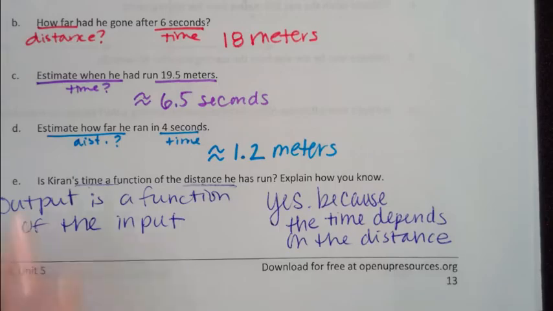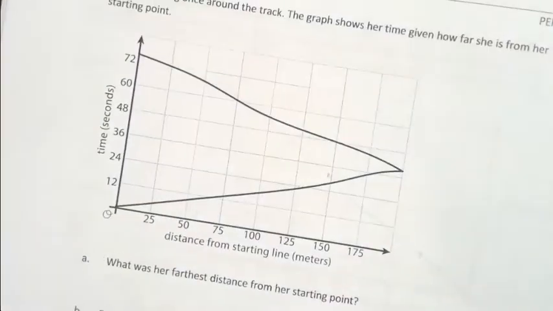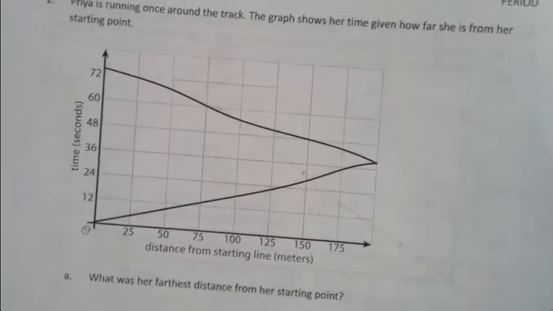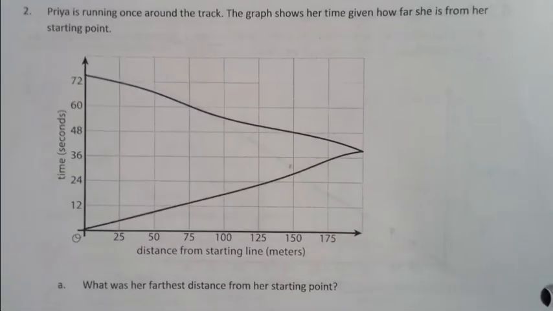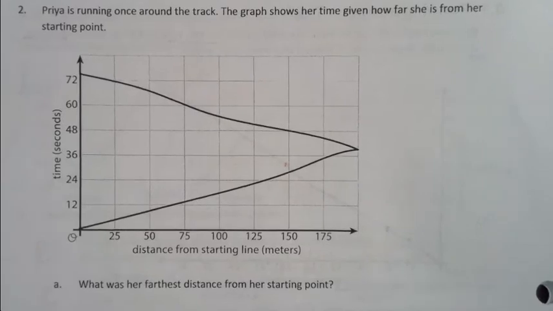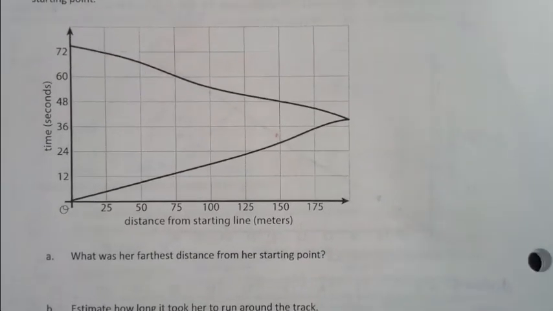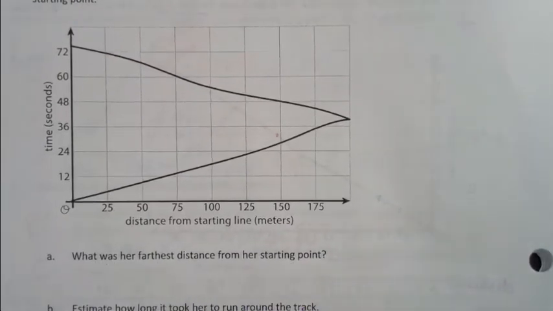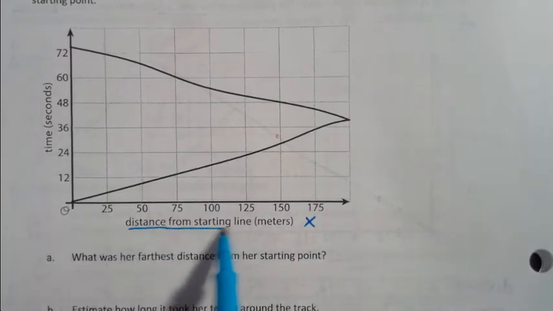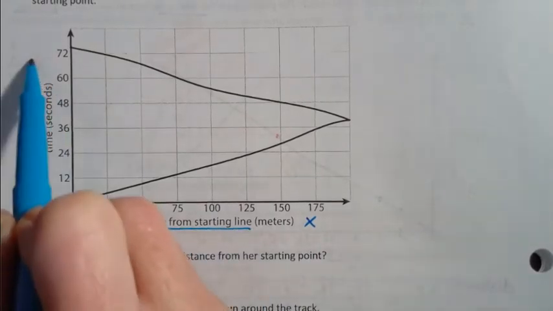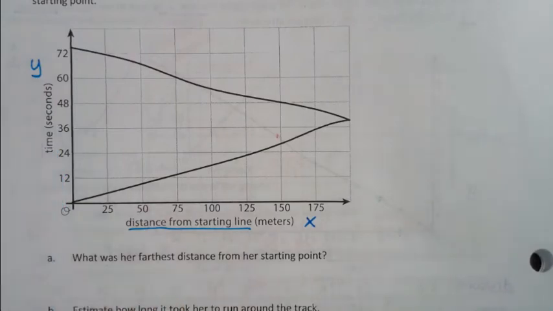Okay, next page. Priya is running once around the track. The graph shows her time given how far she is from her starting point. Now this looks just like the warm-up, right? What is her farthest distance from the starting point? Our x-axis shows distance from the starting line, and our y shows the time in seconds.